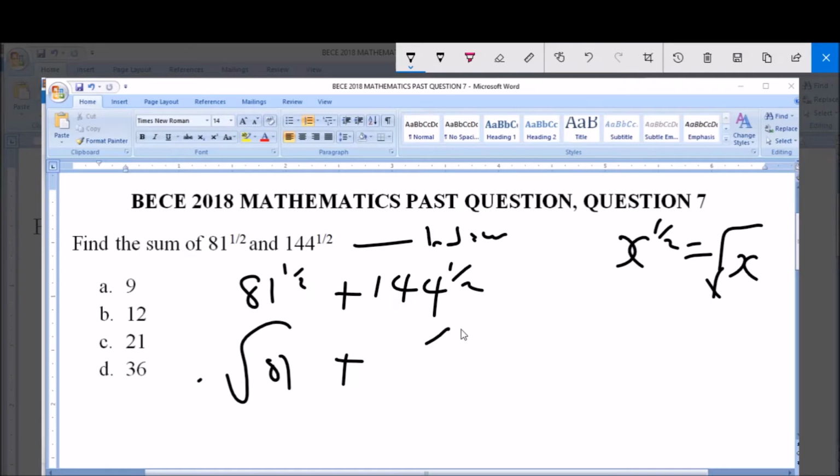The square root of 144. Now, the square root of 81, like we know, is 9. 9 times 9 will give us 81. So the square root of 81 is 9. Plus, now the square root of 144 is 12. Like we know, 12 times 12 will give us 144. So the square root of 144 is 12.